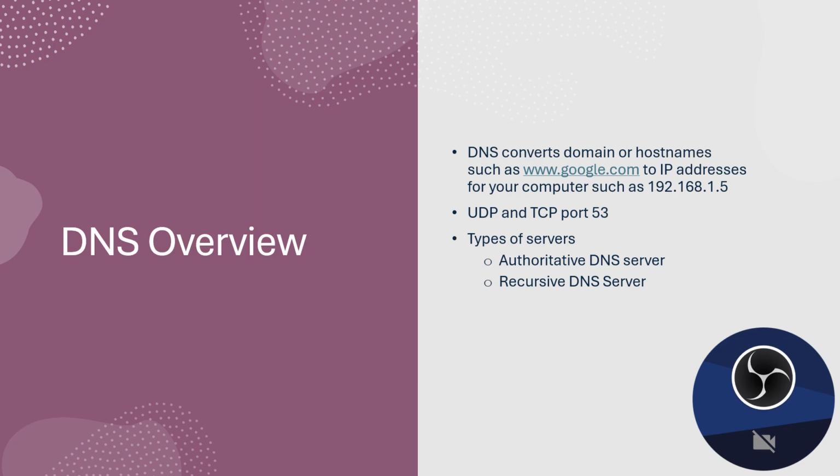It operates on UDP and TCP port 53, and there are two different types of servers for DNS. There's an authoritative DNS server, and there's a recursive DNS server. The difference is that an authoritative DNS server stores domain-specific records, whereas a recursive DNS server resolves queries by fetching records from authoritative outside sources.